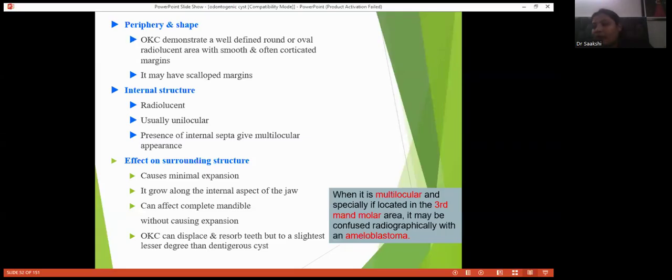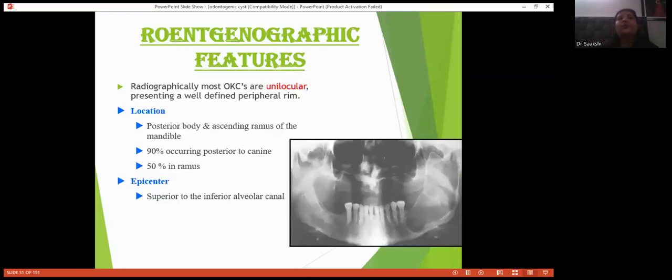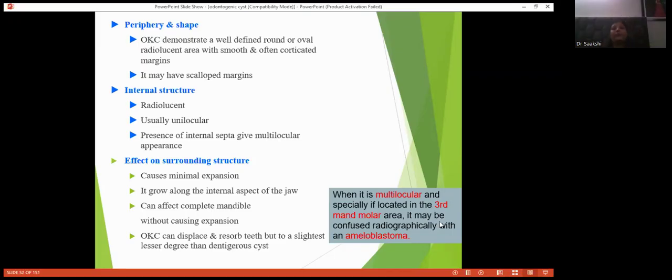So in the last part of the odontogenic cyst, we were studying about the radiological features of OKC. As I told you, it is mostly seen in the posterior body or in the ascending ramus of the mandible. 50% of the cases you will see in the ramus region. Now coming on to the periphery and shape, it demonstrates as a well-defined round or ovoid radiolucent area with smooth and often corticated margins. Sometimes it may have scalloped margins.